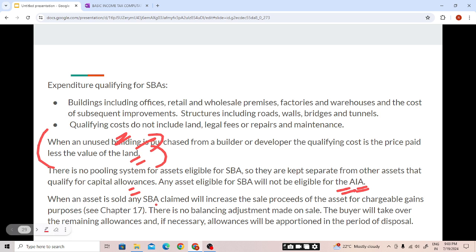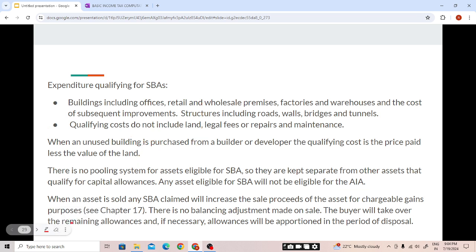When an asset is sold, any SBA claimed will increase the sales proceeds of the asset for chargeable gains purposes. See chapter number 7. So students, when we calculate the chargeable gains on a building that has been sold, the structures and buildings allowance claimed to date will increase the sale proceeds value. We will cover more detail in chapter number 7. There is no balancing adjustment made on the sale. The buyer will take over the remaining balance and, if necessary, the allowance will be apportioned in the period of disposal.